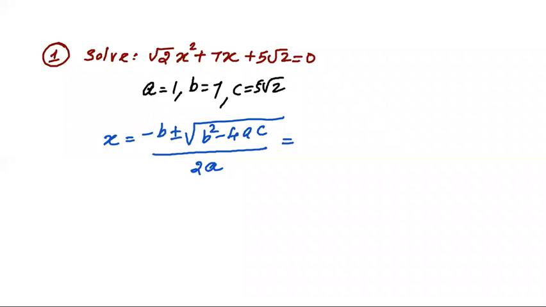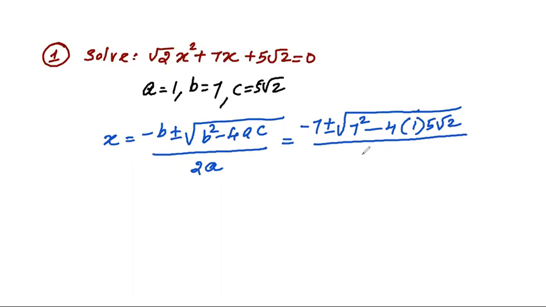So what's the formula? x is equal to minus b plus or minus root b square minus 4ac divided by 2a. Here b equal to 7. So minus b is minus 7 plus or minus root of 7 square minus 4 times a is 1, c is 5 root 2, all divided by 2a. 2a means it is 2 into 1. That is equal to minus 7 plus or minus root of 7 square is 49 minus 4 into, sorry, a is not 1 here.